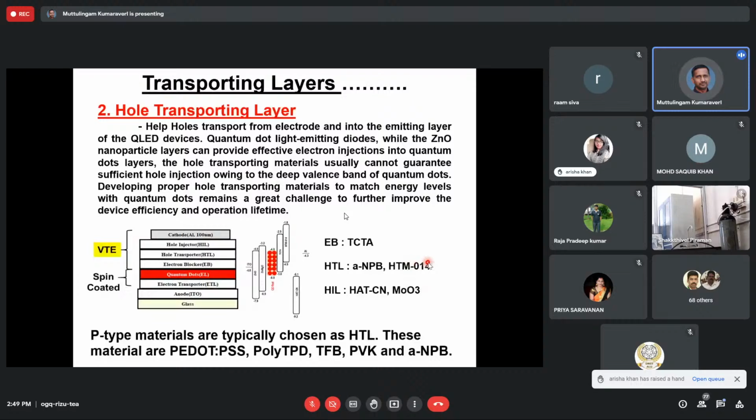Alpha-NPD and PPVK are from Merck. It is for research purposes only. It is high quality, but I mean, for research purposes they are only giving to us. It's not commercially available at the moment.